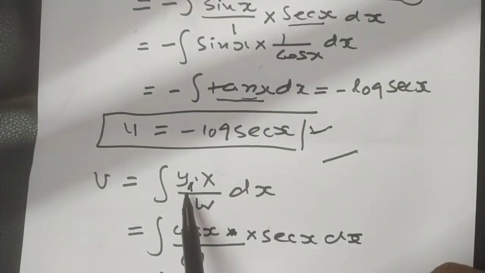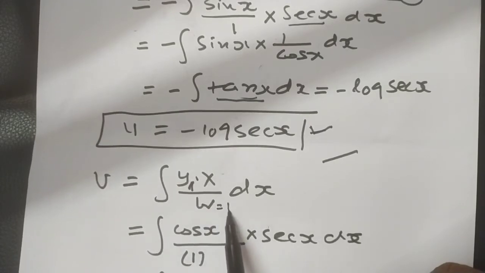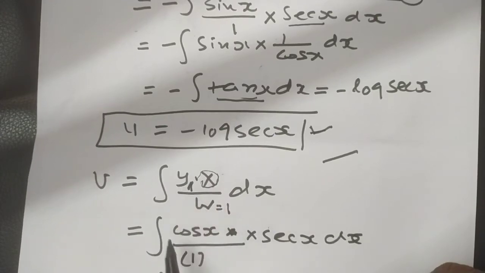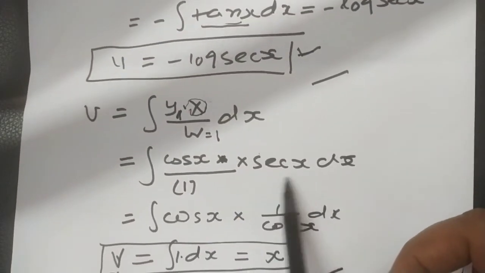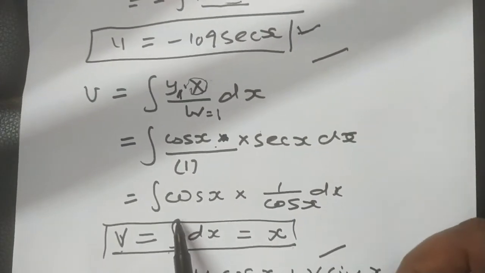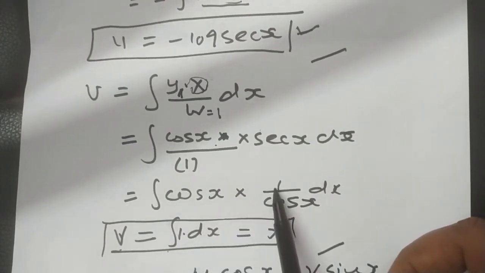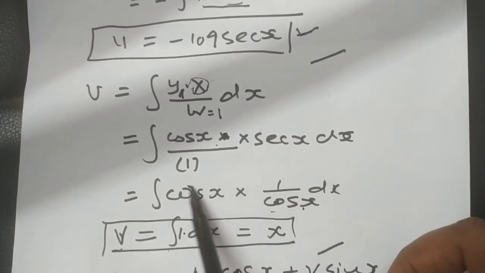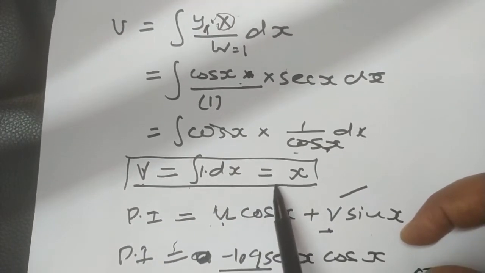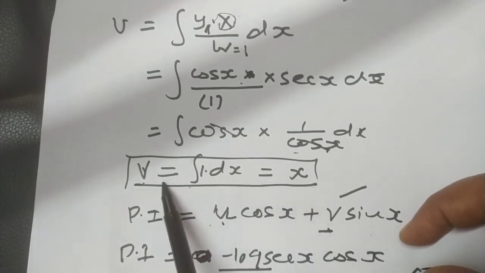Then v we have to calculate. V is the integral of y1 X upon W, the Wronskian. This value is again 1, X is again sec x, and y1 is cos x. So cos x sec x divided by 1. So integration of cos x times 1 upon cos x. Cos x gets cancelled. So integration of 1 is x, and this is v.